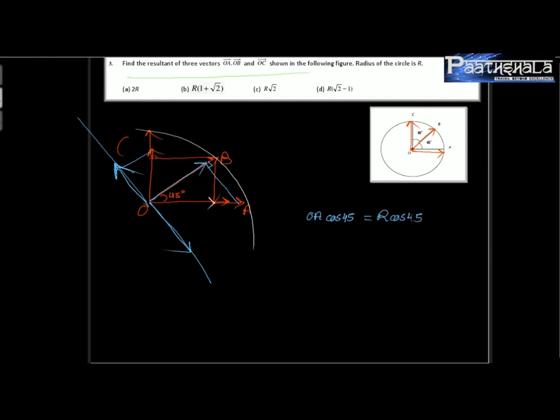And the component of OC along OB is nothing but OC sin 45. That comes out to be R sin 45. So this is equal to R upon root 2. This is also equal to R upon root 2.